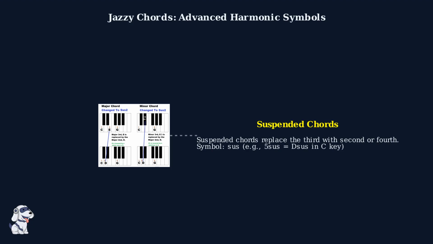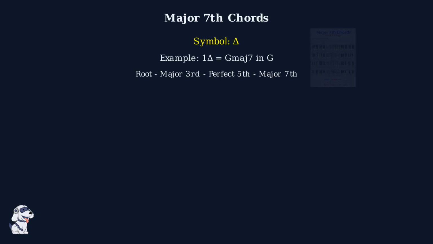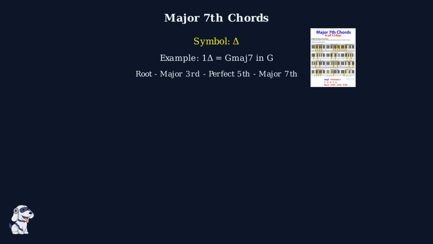Suspended chords replace the third with either a second or fourth, creating ambiguous tension. The symbol sus denotes these, such as 5 sus for D suspended in C major. The Nashville Number System incorporates symbols for complex chords to represent advanced harmonies. A major seventh chord is denoted by the delta symbol, placed after the number.